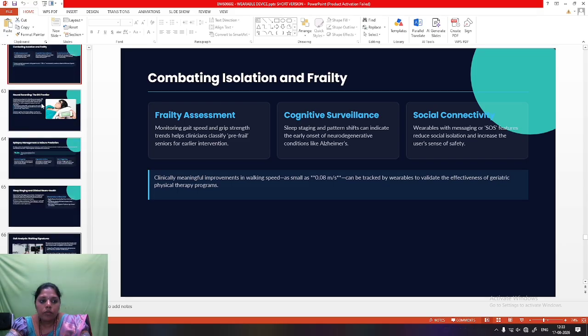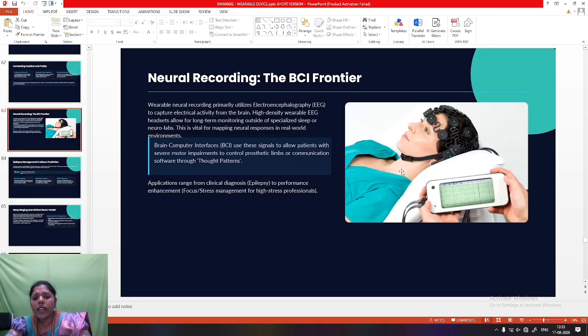Next, neural recording and the BCI. Wearable neural recording primarily utilizes electroencephalography, which captures electrical activity from the brain. High density wearable EEG headsets allow long-term monitoring outside the lab, and brain-computer interfaces. BCI means the signal allows patients with severe motor impairment to control prosthetic limbs and communication software through brain patterns. Applications range from clinical diagnosis to performance enhancement in high stress professions.